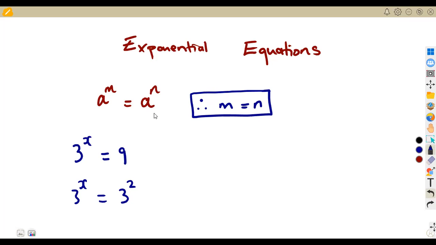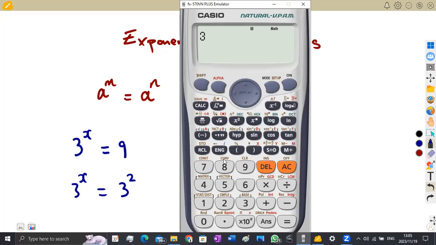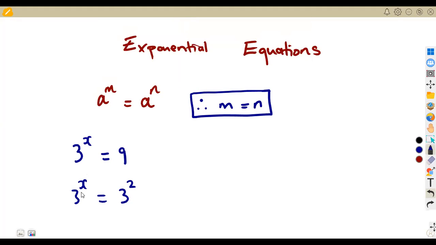If you do not know the number that you're going to use, you can use your calculator to test. 3 to the exponent of 1, you get 3, not 9. You move on, 3 to the exponent of 2, you get what? 9. Meaning to say 9 can be written as 3 to the exponent of 2. Once you do that, you can see that you are now in the same base. You are now referring to the same number, which is 3 here.